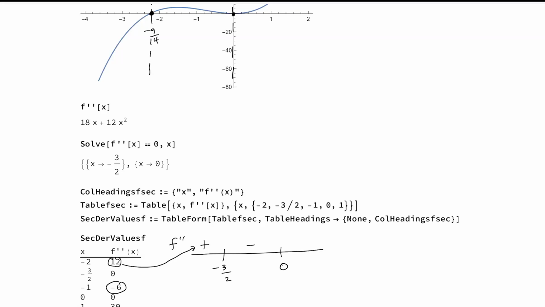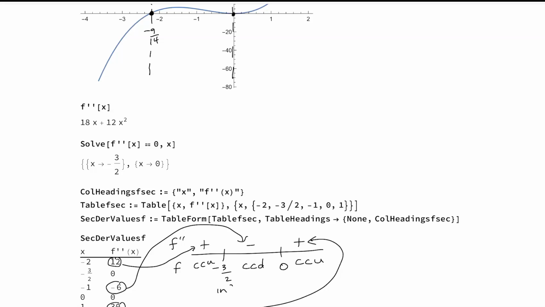To the left of -3/2, f double prime is positive, as indicated by the positive 12. In between x equals -3/2 and x equals 0, f double prime is negative, as indicated by the -6. And then to the right of 0, f double prime is positive, as indicated by the positive 30 that I get when I let x be 1. So again, I basically pick one x value on either side of each of these places where f double prime equals 0, and I plug that into f double prime to check the sign of f double prime.